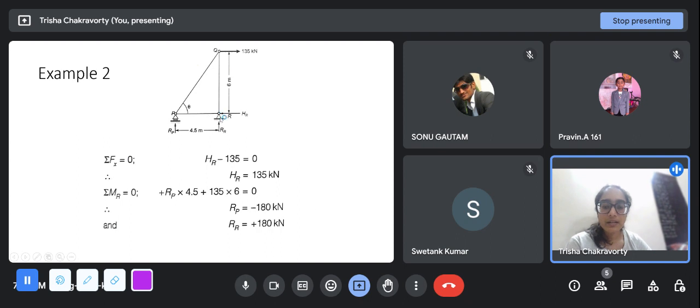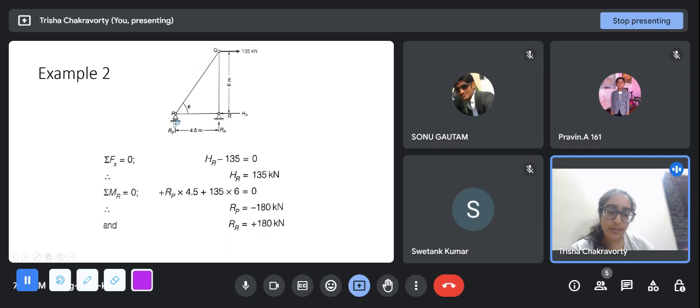And we take a moment about R. Why do we take it about R? Because there are two forces passing through it, and when you take moment, force into distance will become 0 for those two forces. So RP will come out directly. RP into 4.5 gives a clockwise moment, which we have taken positive, and 135 also gives a clockwise moment about this point R, with a lever arm distance of 6 meter. So you get RP is minus 180 kilonewton.